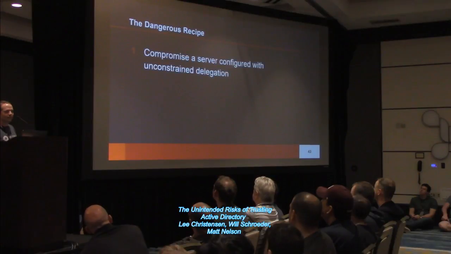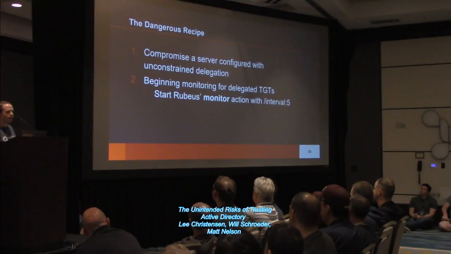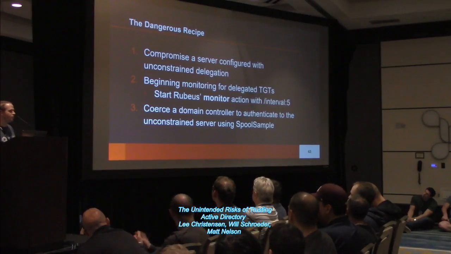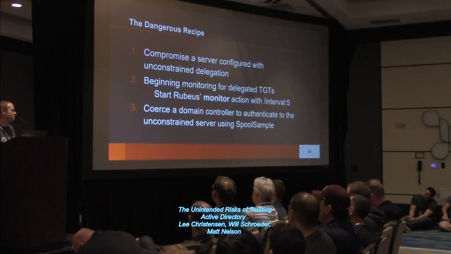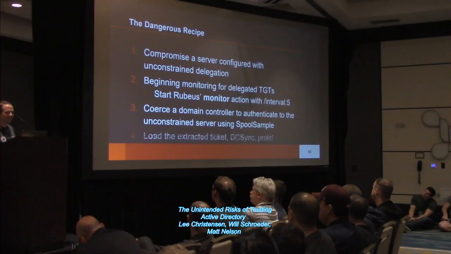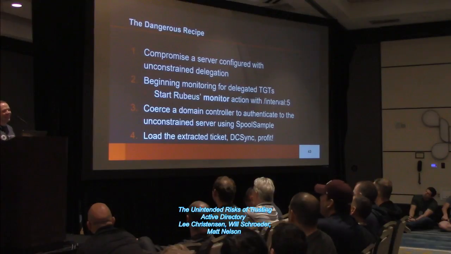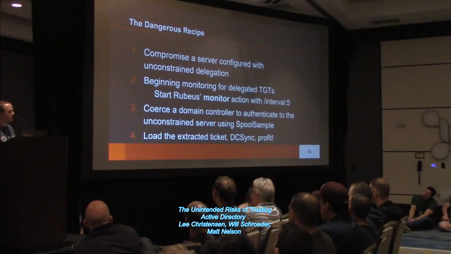So this is the recipe. I compromise a server that has unconstrained delegation. I start monitoring for TGTs using Rubeus, and it's going to check every 5 seconds for new people logging onto the machine. And then I'm going to use this printer bug to coerce a domain controller to authenticate to the server that I've compromised, using SpoolSample, which is a tool I wrote. And then once you've got the domain controller's ticket, you load that up, DCSync, profit.